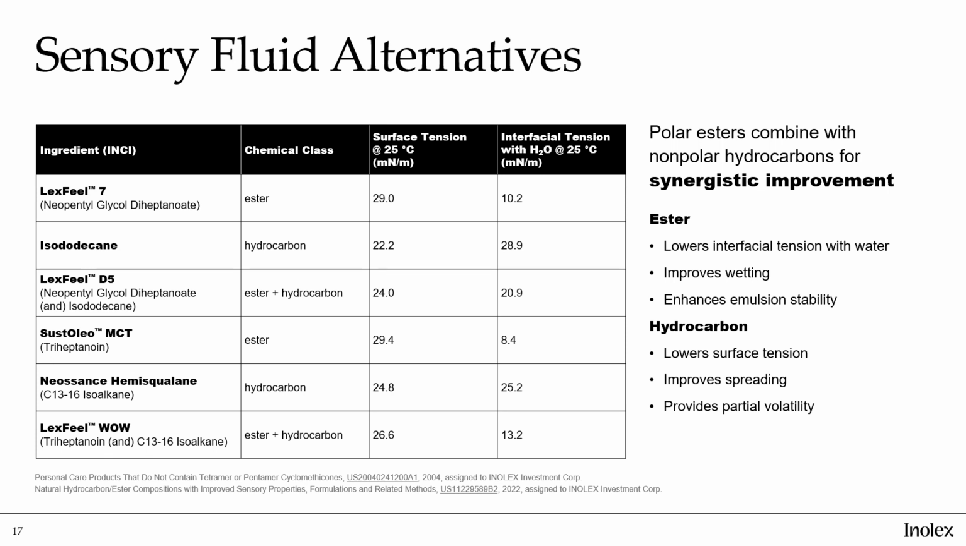And finally, by having hydrocarbons as a component of these fluids, you're still able to get some of that volatility that's characteristic of something like D5 cyclopentasiloxane. Nevertheless, once that hydrocarbon flashes off, you still have a light dry ester left behind that'll give a good perception of volatility by having a light dry feel.